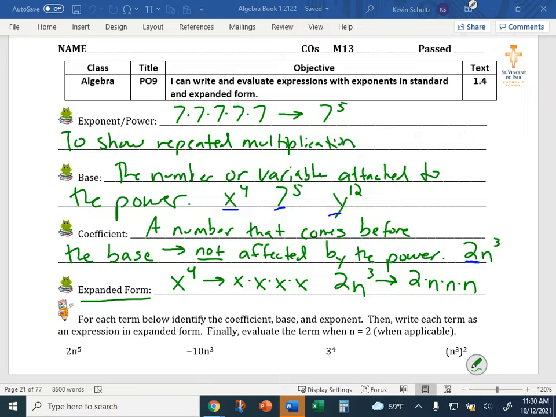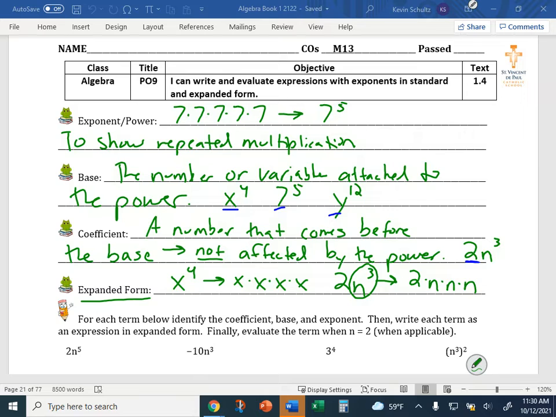Aiden? Is the variable the base? Variable's the base. Lila? You're taking n cubed times 2. Okay. It goes back to PEMDAS, right? Order of operations. Exponents come first. So we have to cube that first, which is n times n times n, and then we do the multiplying by 2.